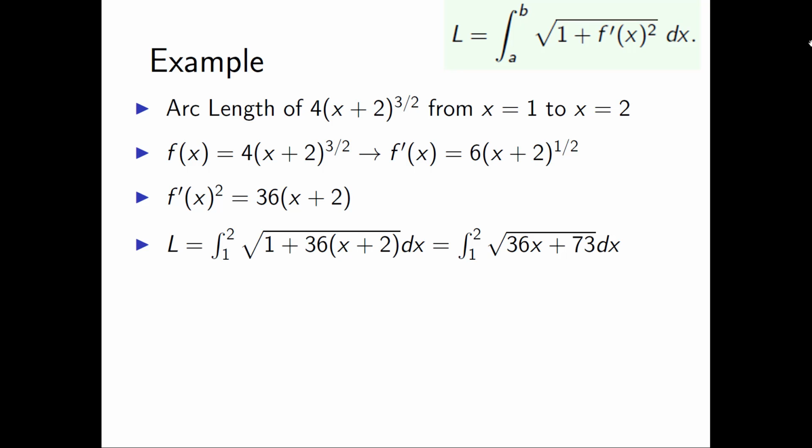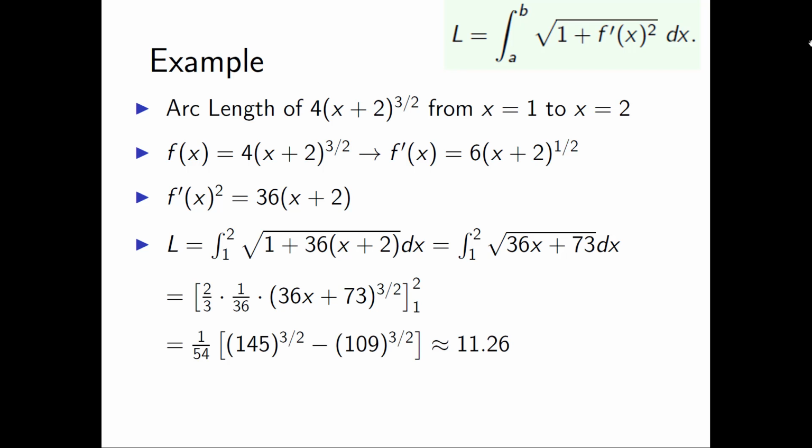And so finally we're at the stage where we can perform the integral. It's not an easy integral, but it's not too bad. A little substitution there. So we get the 1 over 36 outside, we get the 2/3 outside. Remember, dividing by 3/2 is multiplying by 2/3. And that's our integral between 2 and 1, and we plug the values in. And well, at this point, of course, we have to turn to a calculator, but that is the value. That is the arc length of that function from x equals 1 to x equals 2.